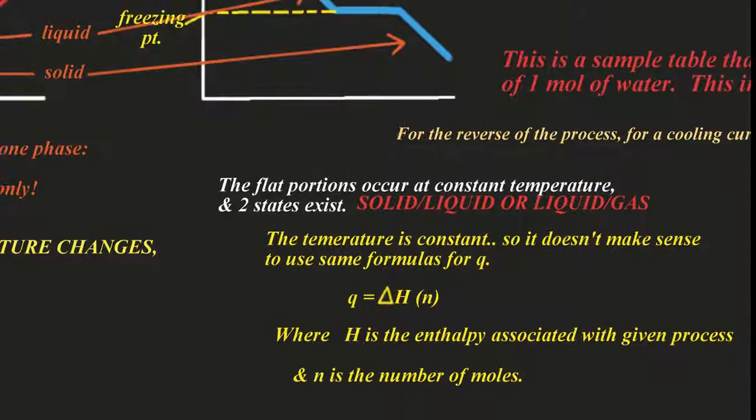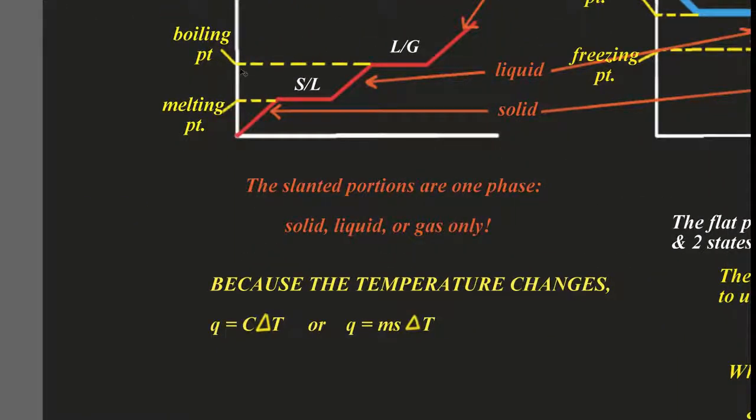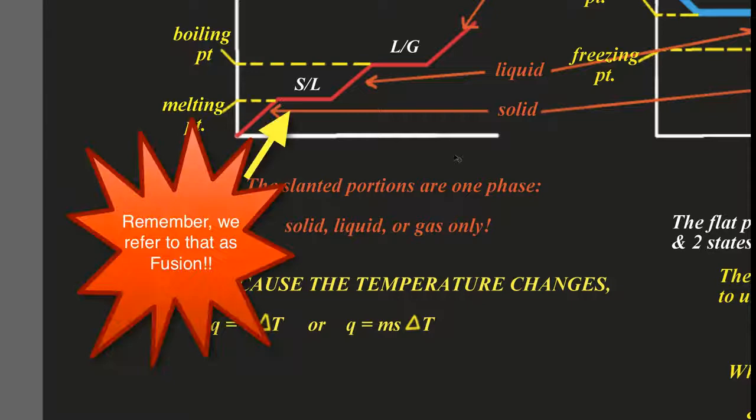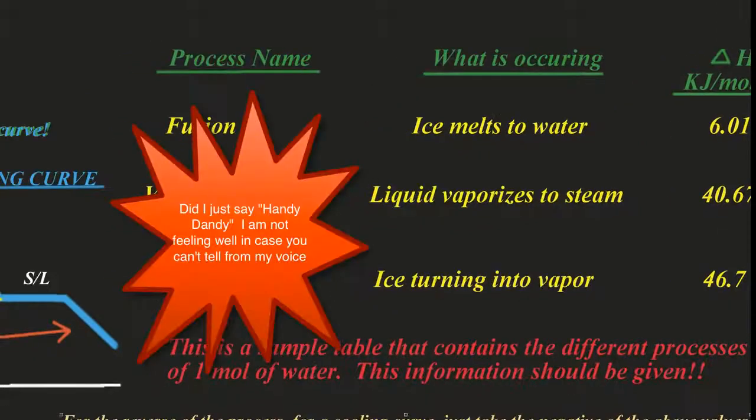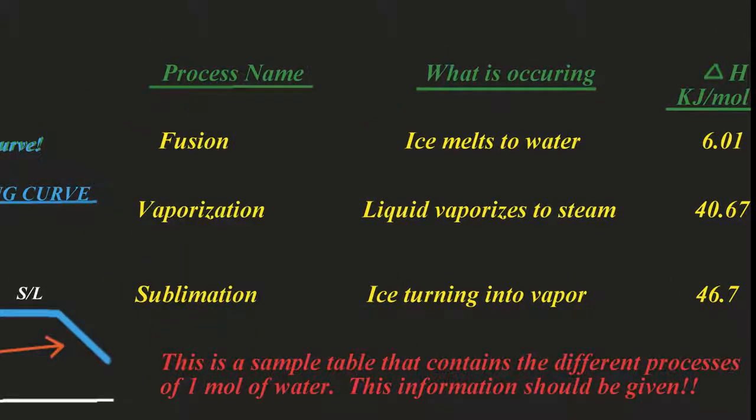So, for instance, if we're looking at a heating curve, and we're going from solid to liquid, so we're looking at this flat portion right here, whenever we're doing that, we have to use the one for fusion. And let's say we're dealing with water, and here's a handy dandy table. This information should be given to you. You should know that fusion also means melting. Vaporization is liquid to steam or vapor or gas. Sublimation is from solid to vapor. And for water, these are the different enthalpies associated with 1 mole.